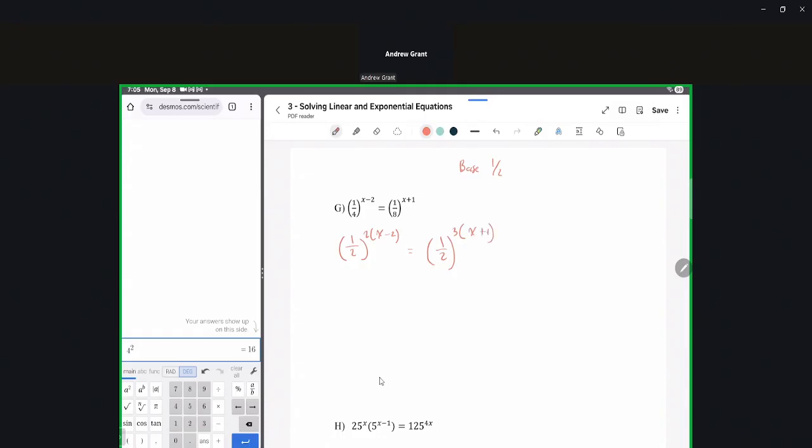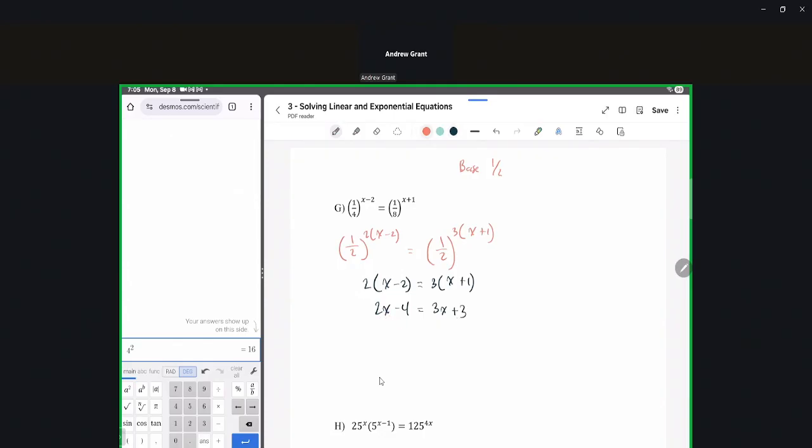And again, at this point, we can work directly with the exponents. And so we end up with 2 multiplied by x minus 2 is equal to 3 multiplied by x plus 1. Multiplying out the bracket, 2 times x minus 2 is going to be equal to 2x minus 4. 3 multiplied by x plus 1 will give us 3x plus 3.